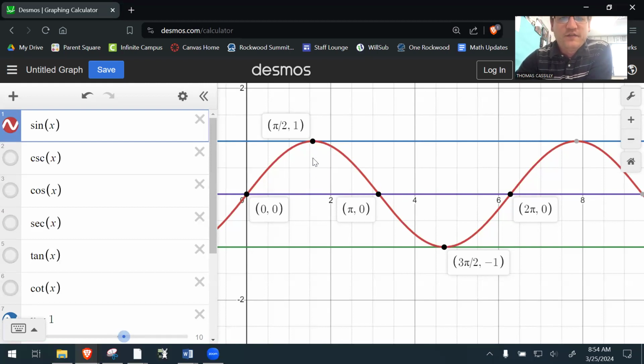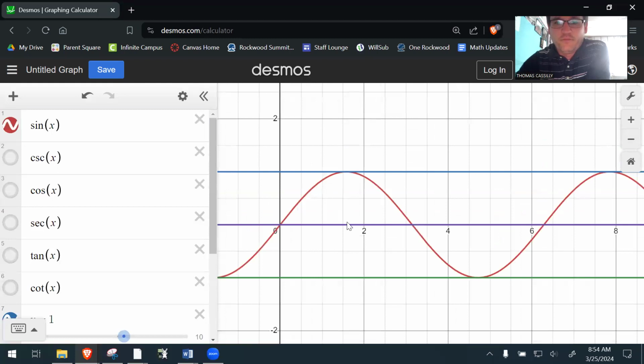Now, the distance from this purple line to the maximum, the top point there, is what we call the amplitude. The sine function has an amplitude of 1. Keep in mind there are two squares here, but look at our scaling off to the side. Every sine function has an amplitude of 1. It goes 1 above the midline, and it also goes 1 below the midline. So that's what our sine function looks like.